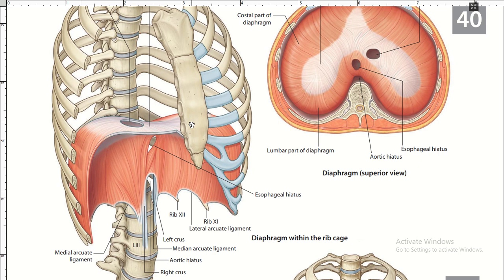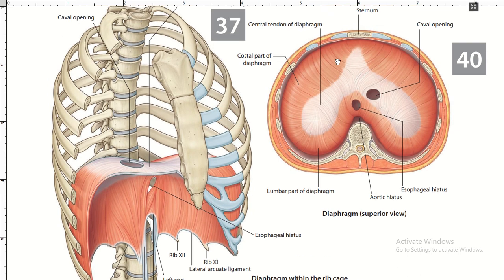So where does your diaphragm insert? The diaphragm inserts into the central tendon. It is a 3-leaf like tendinous structure. That is your insertion of the diaphragm.